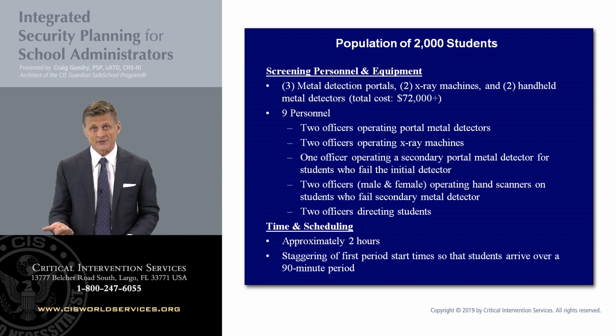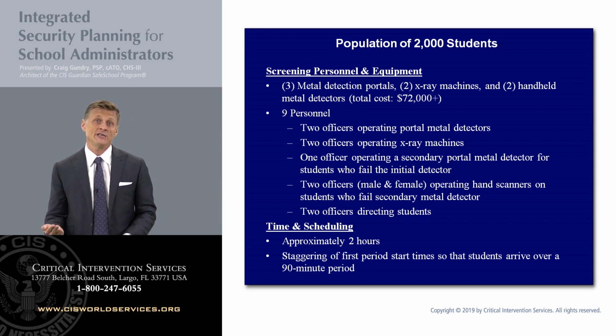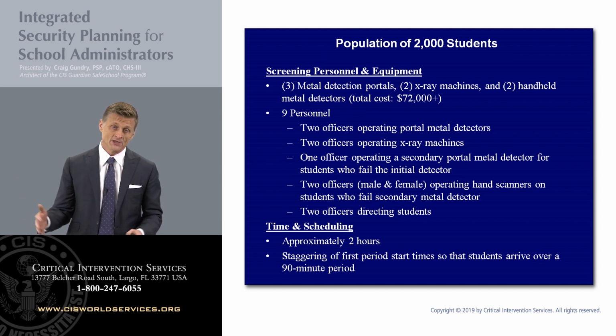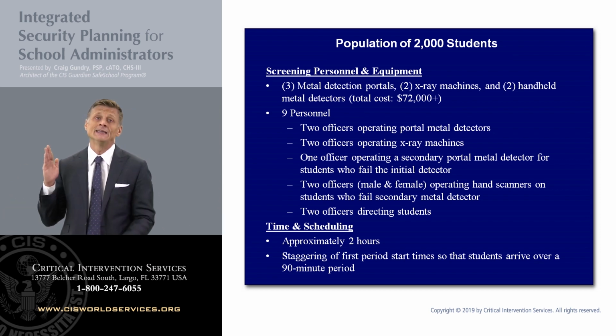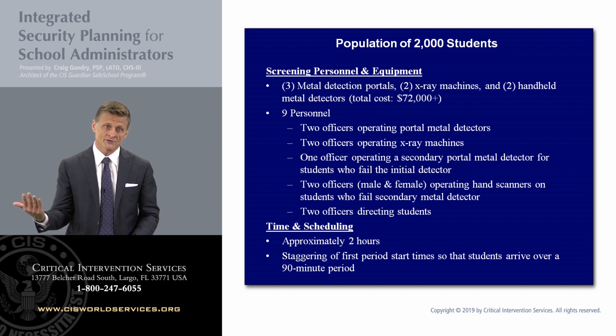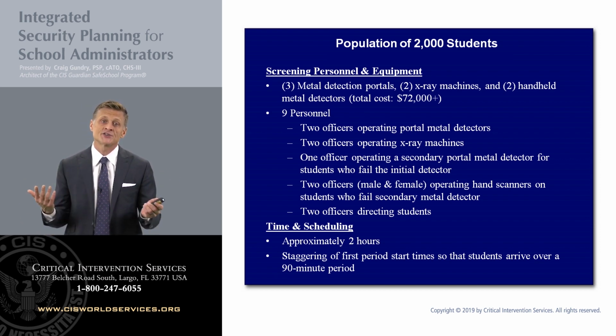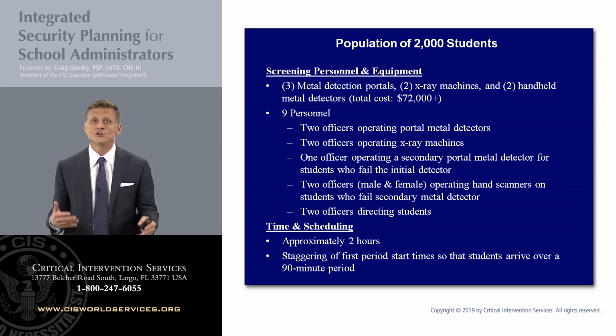That's 2 officers operating the portal metal detectors, monitoring the students passing through, 2 officers operating the X-ray machines, scanning hand-carried objects brought into school, 1 officer operating a secondary metal detection portal for students that fail the first detector. So anybody that fails the first detector is diverted aside and then passed through another portal, monitored by another officer. And then 2 officers, 1 male and 1 female, operating hand scanners on students that fail that secondary metal detector. And then 2 officers serving as facilitators, also looking for anything like students doing pass back on weapons and things like this after another student has passed through the portal system.